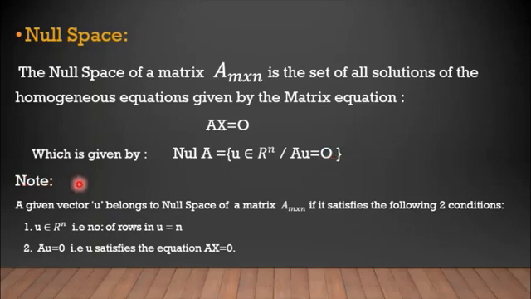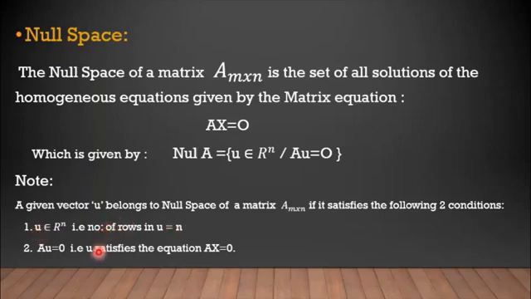Now suppose a vector u is given and we have to decide whether that vector u is in null A or not. We have to check two conditions. A given vector u belongs to the null space of a matrix A, m by n, if it satisfies the following two conditions. Number one, u belongs to Rn, that is, the number of rows in u is equal to n. Second, Au equals 0, that is, the vector u satisfies the equation Ax equals 0. So this is null A, the set of all the solutions of Ax equals 0, which we call the null space. And if any vector u is given, how do we check whether that vector belongs to the null space or not?